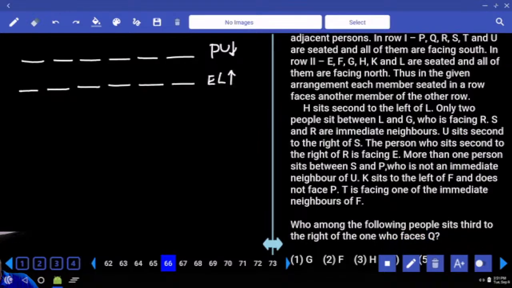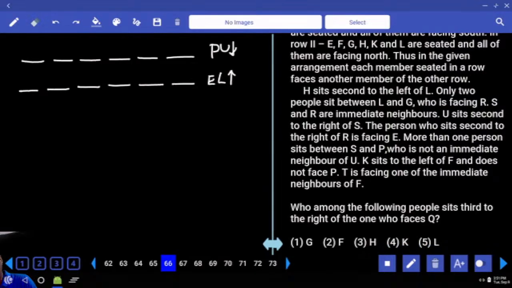Then H is seated second to the left of L. Where is this H? H is seated second to the left of L. And only 2 people between L and G. L and G, how many people? 2 people. Now this is one possibility. And what is the other possibility you have? And only 2 people between L and G, G can be like this. Then G is facing R. Now who is facing R? G and R are facing opposite to each other.